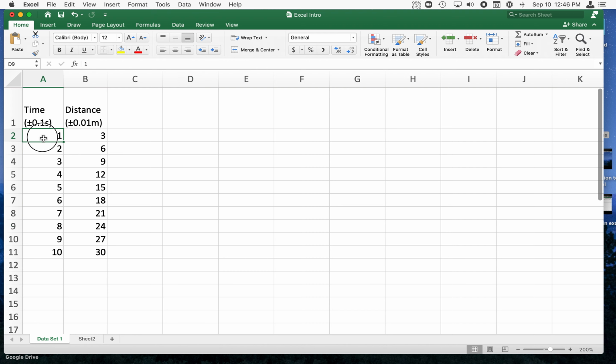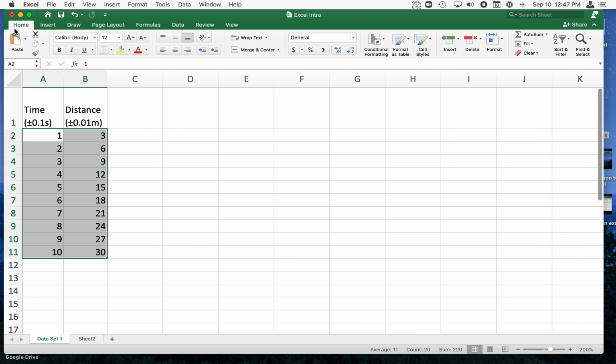Okay? So one thing people think about doing when they're trying to make a graph is they think about just selecting everything. Okay? The only problem with that is that you get some weird behavior in Excel when you select the headers as well. So it's better to just select the data. Okay? And that makes it a lot easier.